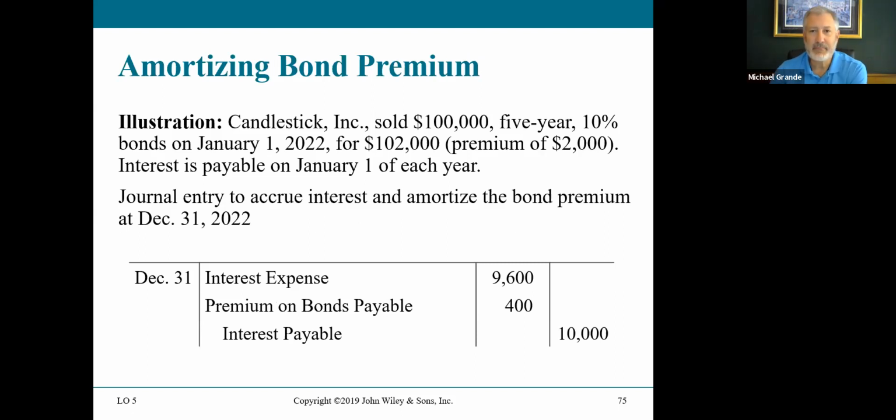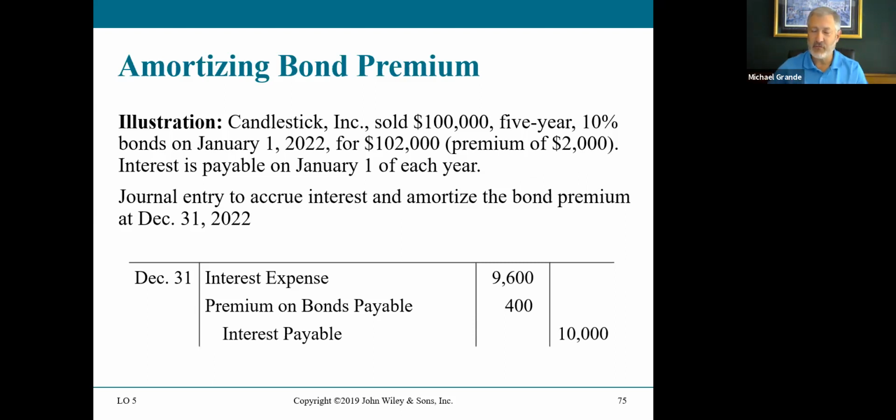Amortizing the bond premium. Candlestick Inc. sold 100,000 5-year 10% bonds, right? Same thing on January 1, except this time at a premium at 102. Again, the premium was $2,000. The bond is for 5 years. The premium amortization is $400 a year.